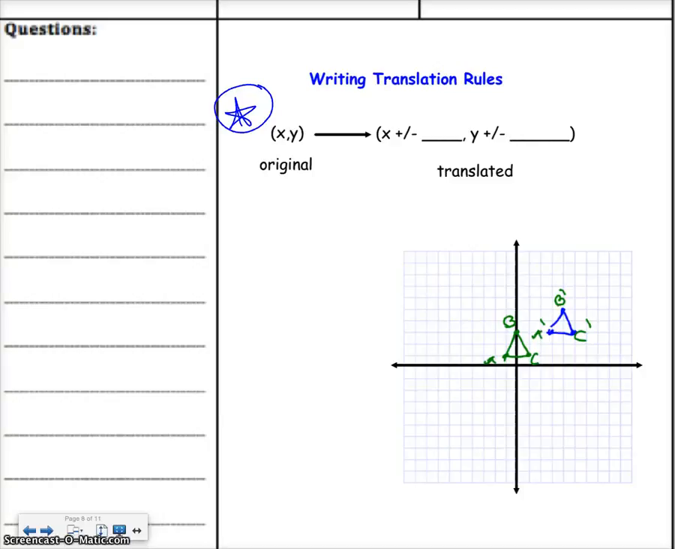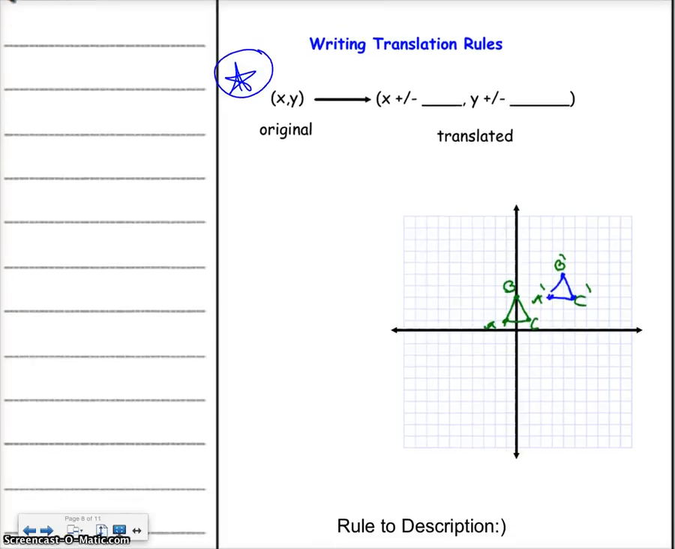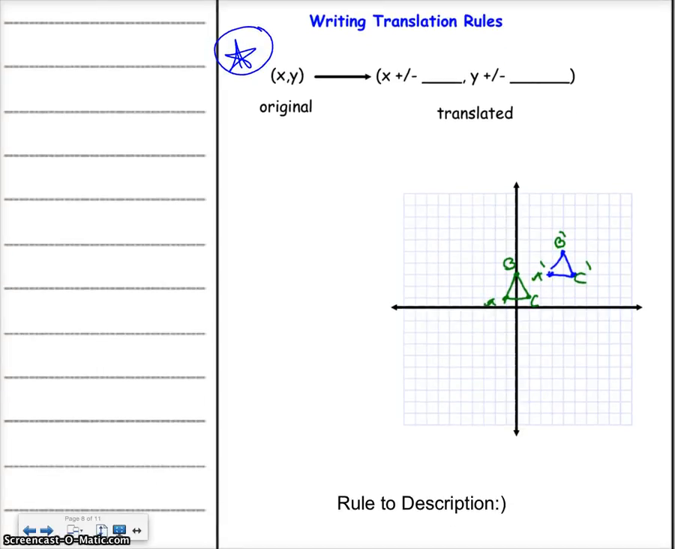You also need to remember from yesterday that you start at the original point and go to the prime point, okay? So I can't go from B prime down to B. I would have to go from B to B prime. Here's my strategy. It doesn't matter which one you use because it's all going to be equivalent. One translation rule works for them all. So I write down the description. Description uses the words up, down, left, right.